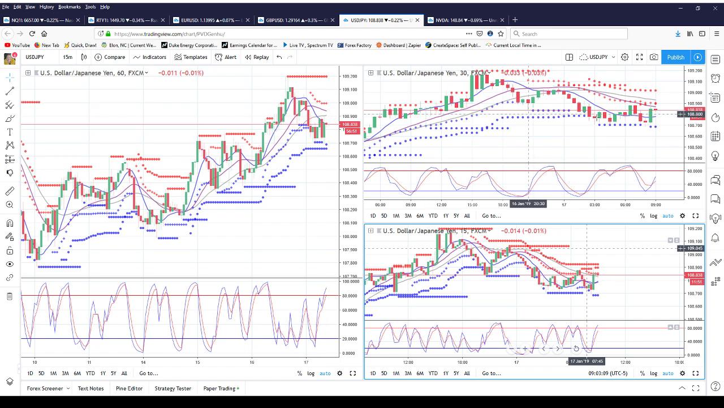It may not test that because you've got a lot of resistance right now on the USD JPY, but I would prefer that this be tested with this scenario at the same time. This is what makes trading a waiting game.